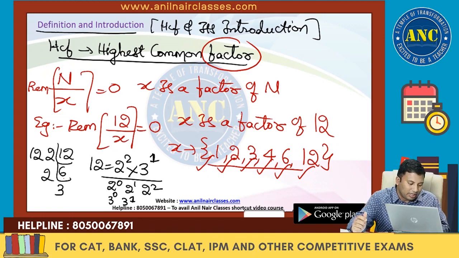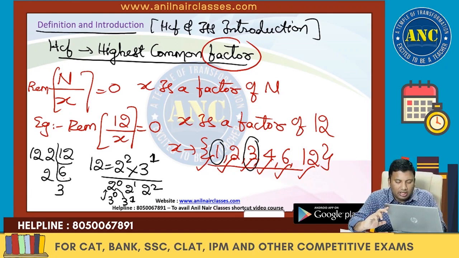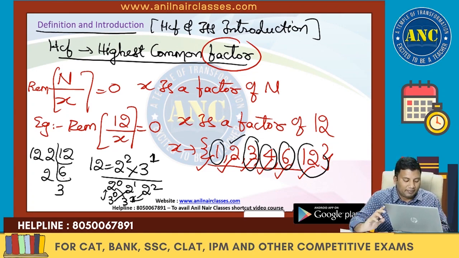Now, 2 power 0 into 3 power 0, 1 into 1 is 1; 1 is a factor of 12. 2 power 0 into 3 power 1, 1 into 3, 3 is a factor of 12. 1 into 2, 2 is a factor. 4 into 3, 12 is a factor. 4 into 1, 4 is a factor. 2 into 3, 6 is a factor. So 3 into 2, totally 6 factors are there for 12.